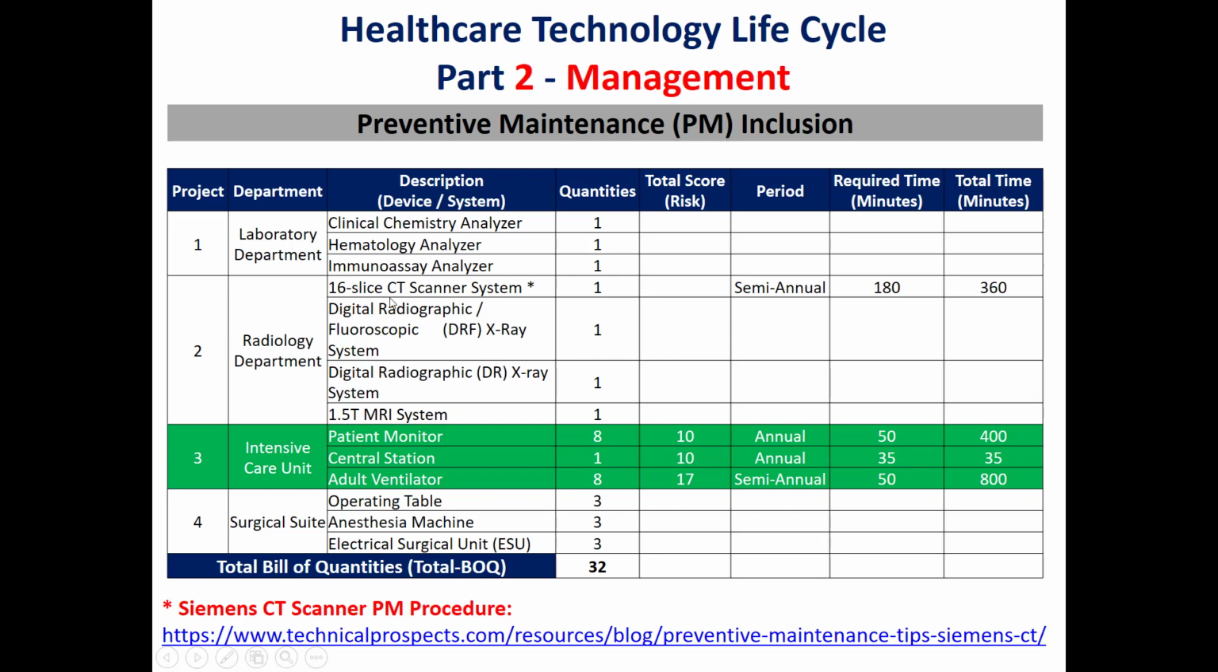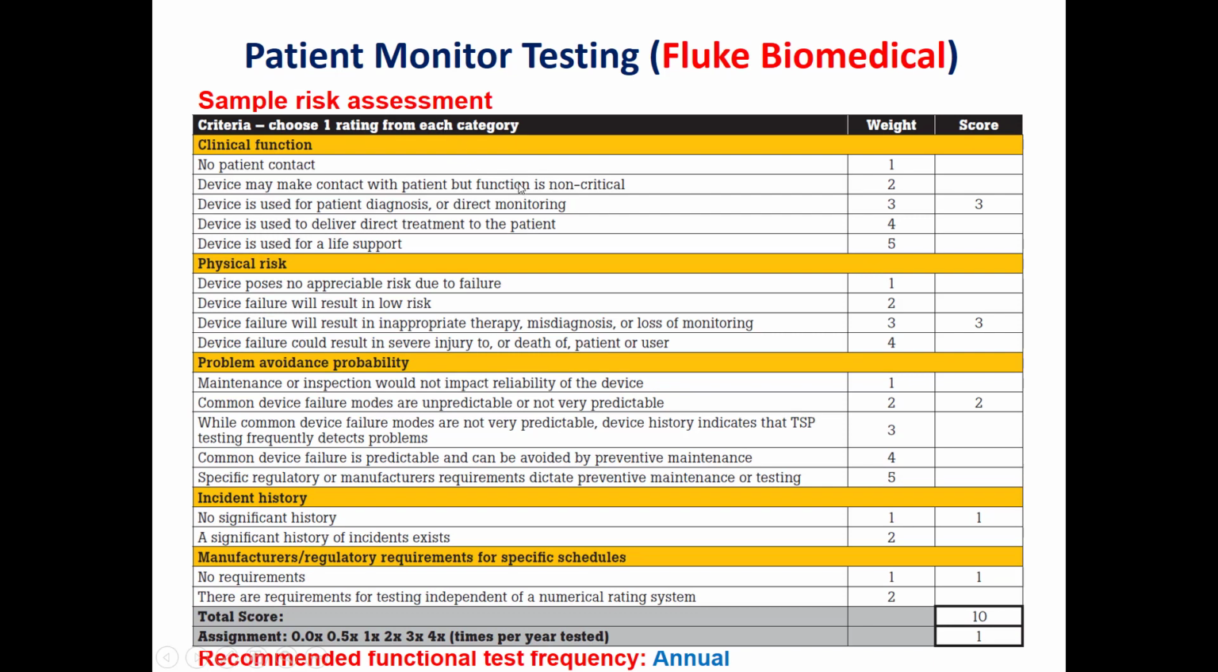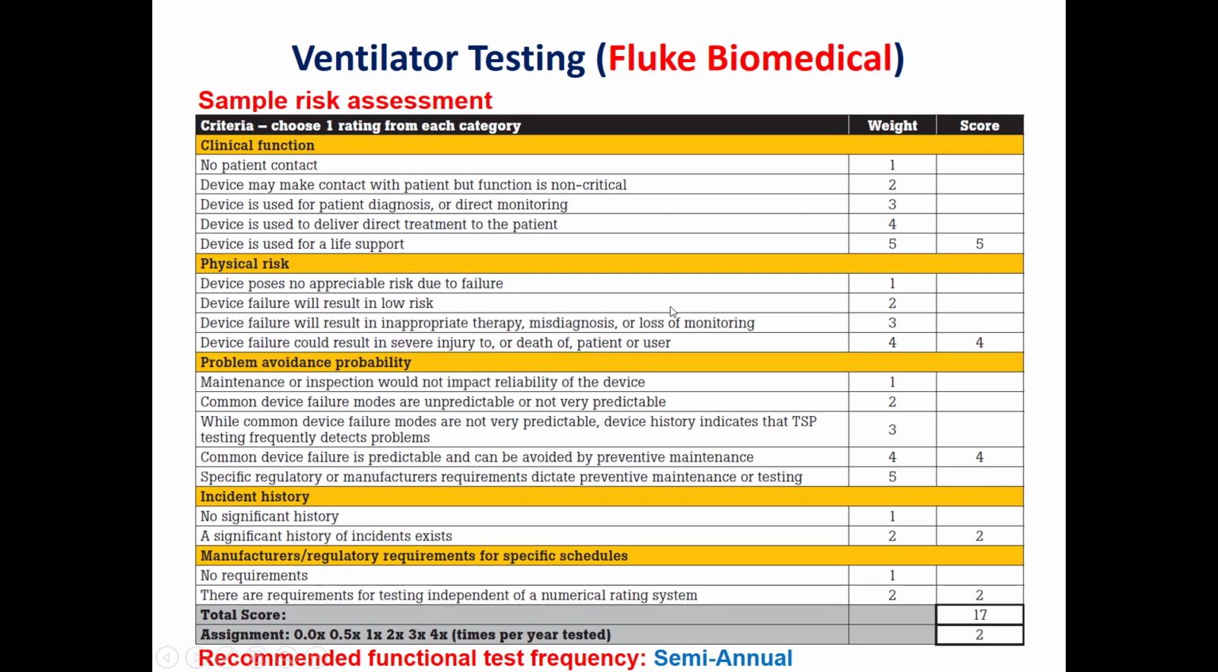For example, for the CT scanner, we should have either a semi-annual or every 3 months. The period will be 180 minutes, which means 3 hours. In case we have 2 preventive maintenance, that means we should have 6 hours for the annual preventive maintenance of the CT scanner. Here, how we can calculate the above risk number. Here an example for the patient monitor, for the central station also, and for the ventilator.